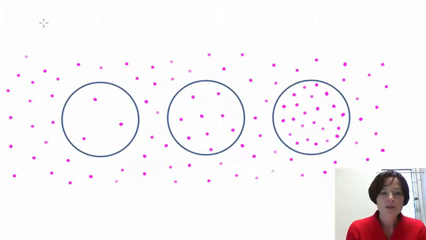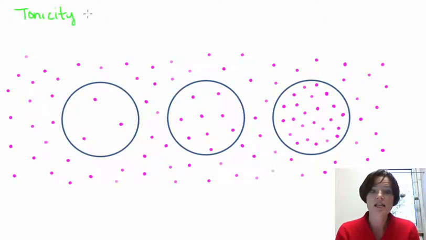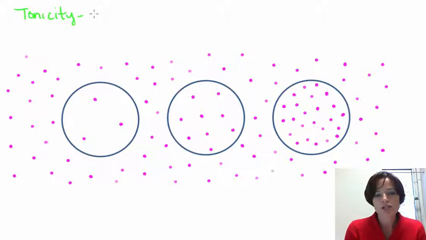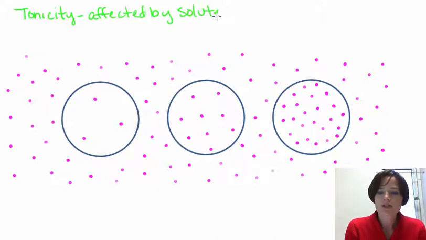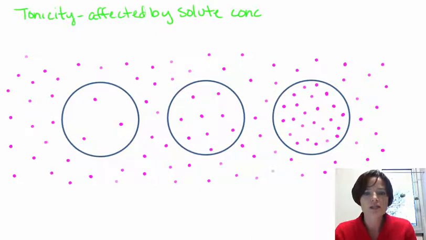Tonicity is a term that we use to refer to whether a solution is going to cause a cell to either gain water or lose water. And this is very much affected by the solute concentration. This is because what we're looking at here is really osmosis, and osmosis, the direction of water movement down its concentration gradient, is affected by the solute concentration.